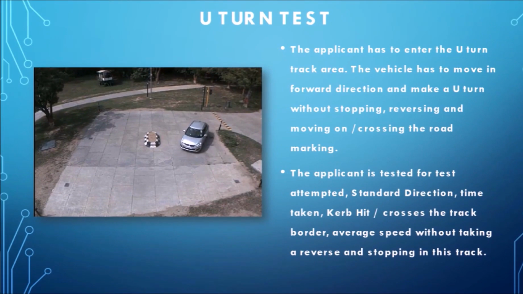U-turn test. The applicant has to enter the U-turn track area. The vehicle has to move in forward direction and make a U-turn without stopping, reversing, and moving on crossing the road marking. The applicant is tested for test attempted, standard direction, time taken, curb hit or crosses the track border, average speed without taking a reverse and stopping in this track.